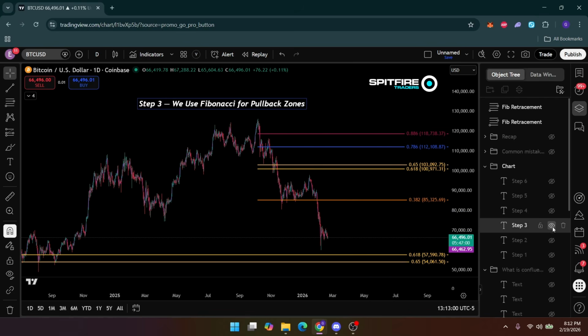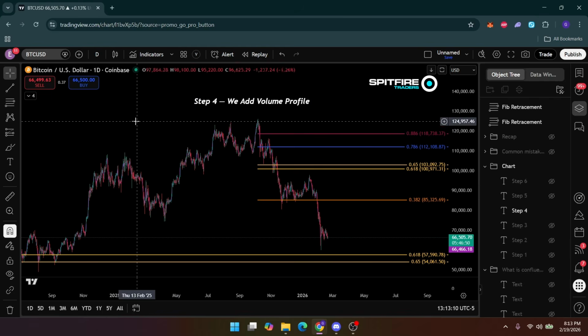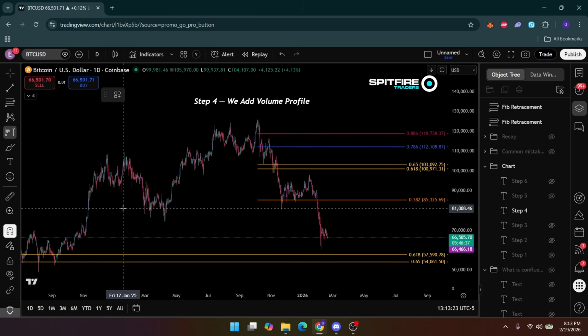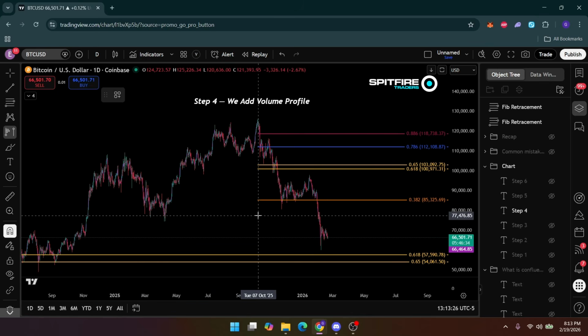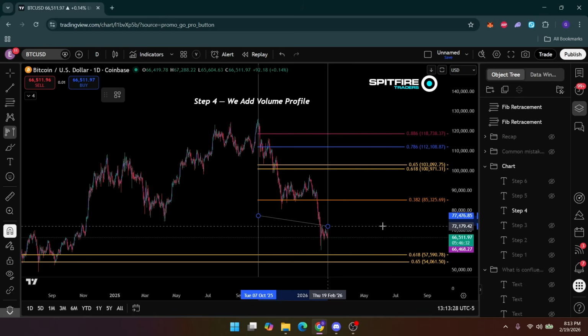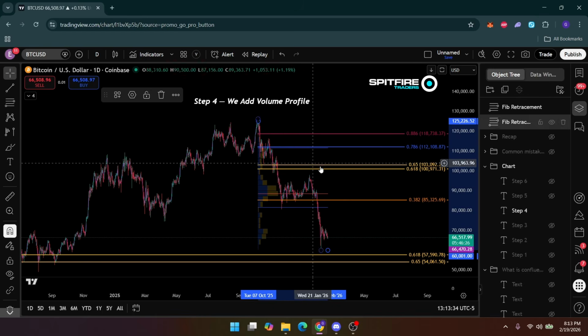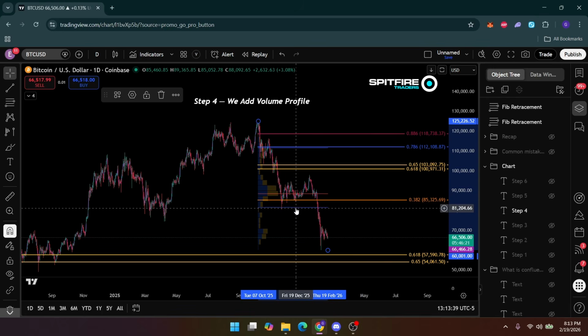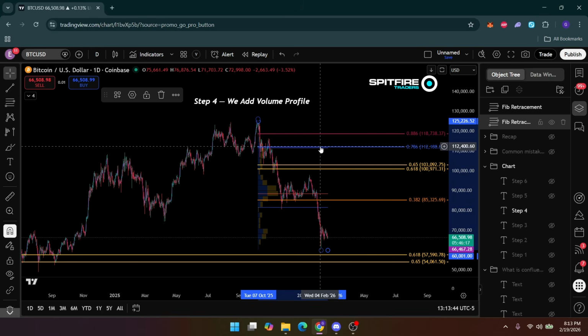The next step, step 4, is we add a volume profile. Volume profile is found again on the left side of the panel under this little arrow here, and it's called fixed range volume profile. We'll click on this one, and I will add a volume profile from all-time high to where the price is now. You just click the starting point and let it go at the end. This way we have a value area low, a point of control, the red one, and a value area high.